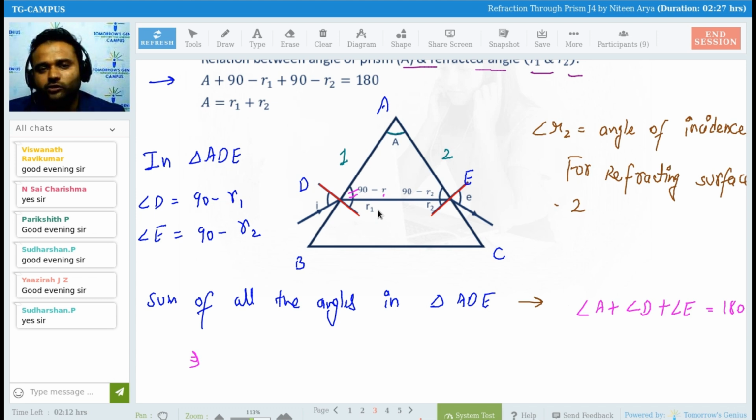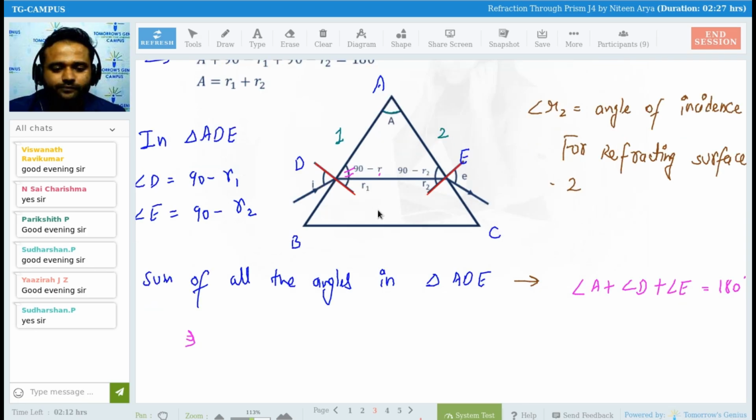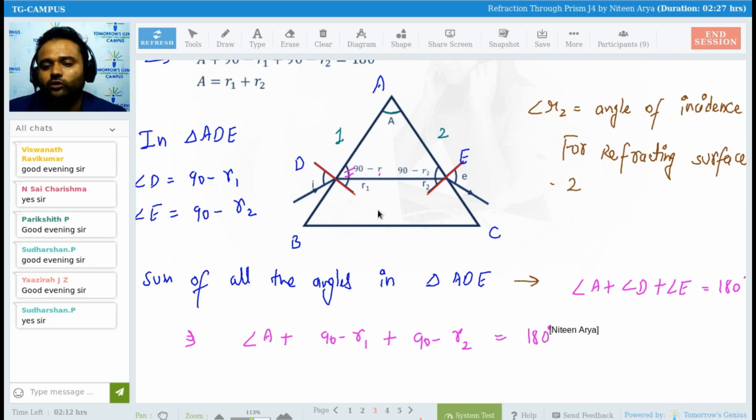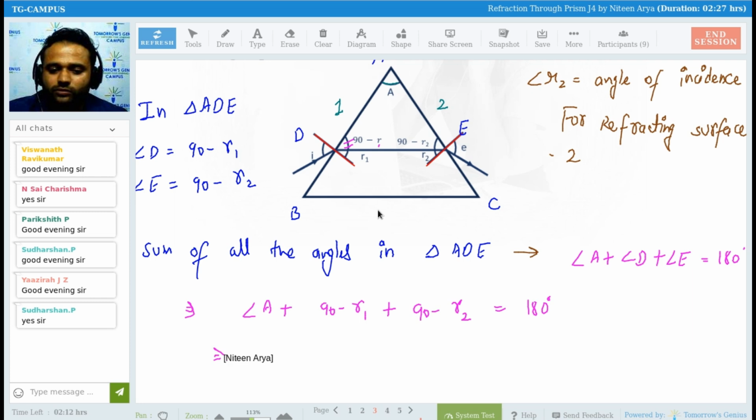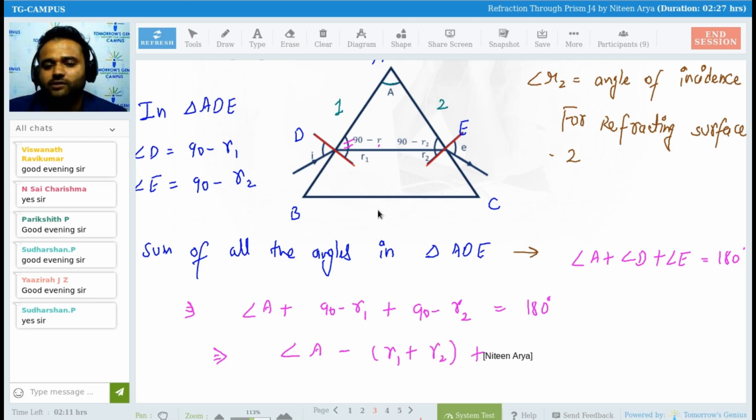Clear? If it is not an equilateral triangle, equilateral meaning all sides are equal and all angles are equal, then you cannot say it is 60 degrees. It is mentioned in that particular question. So similarly, angle D is 90 minus R1, and angle E is 90 minus R2, and that is equal to 180 degrees. Automatically you can see that we are just doing geometry here. Angle A, minus of R1 plus R2, plus 180 degrees equals 180 degrees.